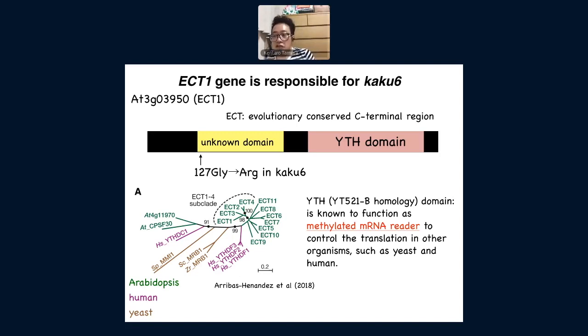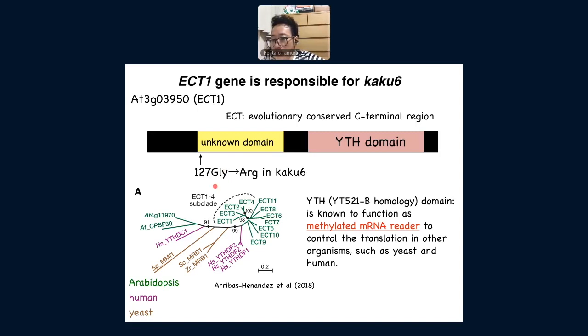So what is the responsible gene for the KAK6 dominant mutant? A map-based cloning revealed that the KAK6 mutant has a point mutation in the ECT1 gene. ECT stands for evolutionarily conserved C-terminal region, because it has a conserved domain called the YTH domain at the C-terminal. In addition to this YTH domain, we found an unknown conserved domain at the N-terminal, indicated by the yellow box, in this protein.